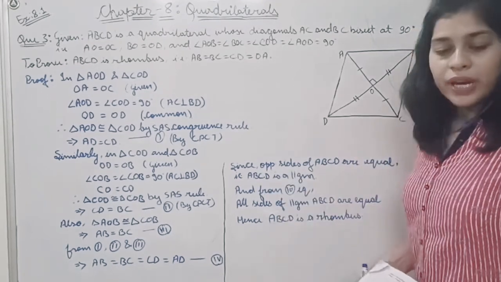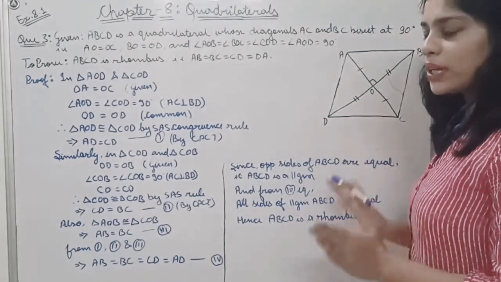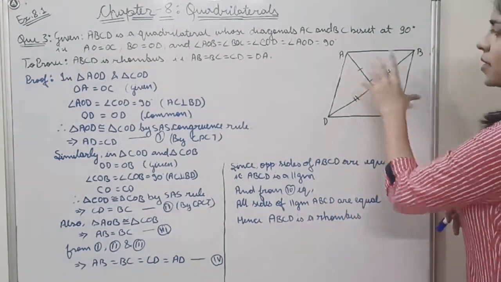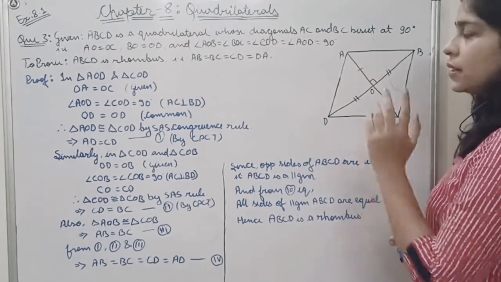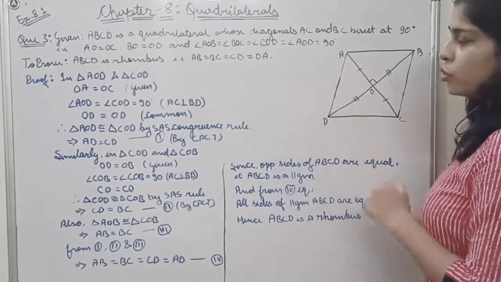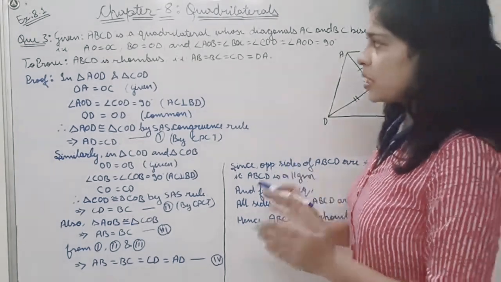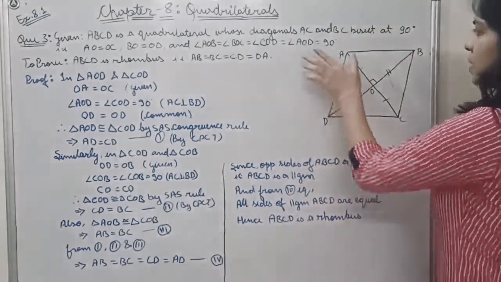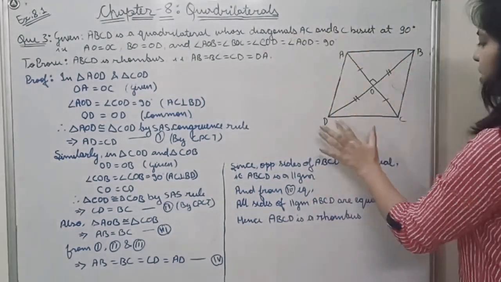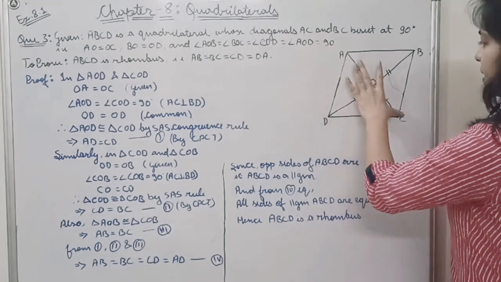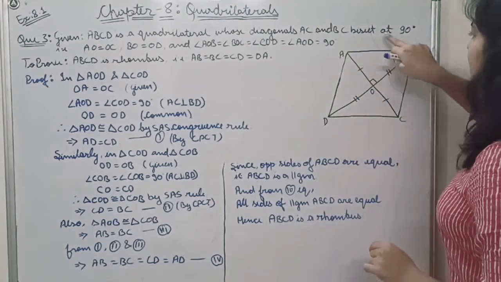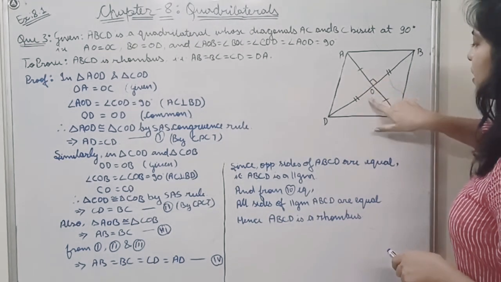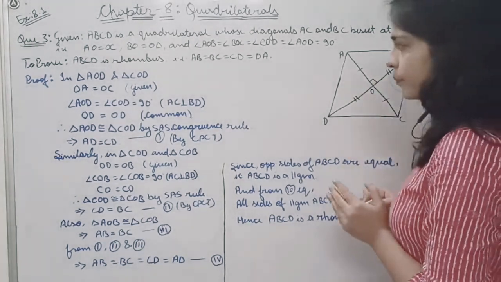We are given that there is some quadrilateral in which diagonals are bisecting each other and diagonals are perpendicular to each other. Then it is a rhombus we have to prove. First of all we'll assume that there is a quadrilateral ABCD whose diagonals AC and BD bisect each other at right angles, that is 90 degree. This angle is 90, means this angle and this angle also will be 90 degree.